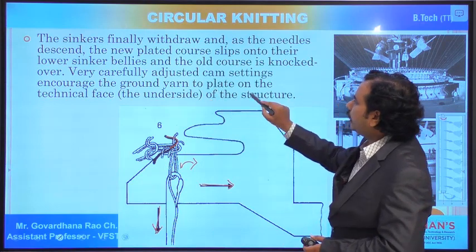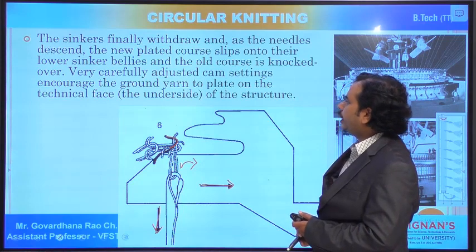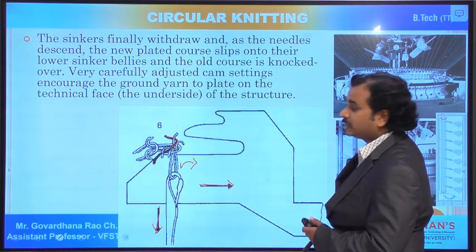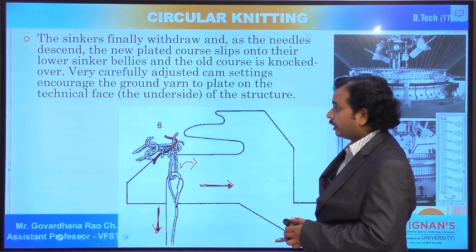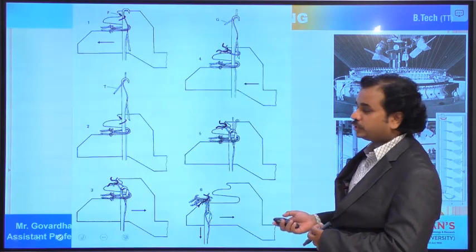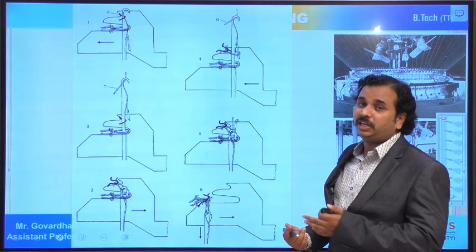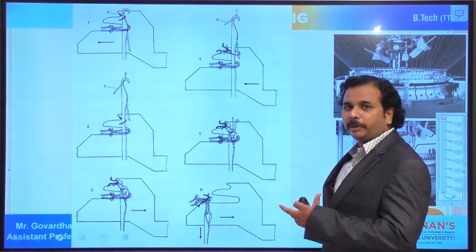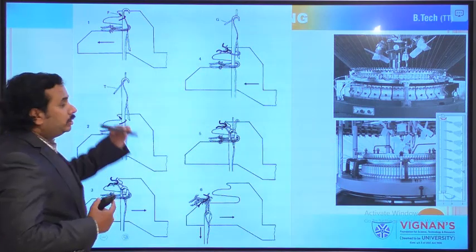Very carefully adjusted cam settings encourage the ground yarn to plate on the technical face, that is the underside of the fabric structure. Okay, so this is the complete stitch formation cycle of 3-thread fleecy yarn. Once again I am repeating this. You can observe here the first image.